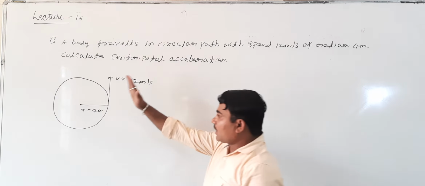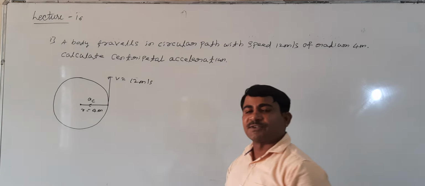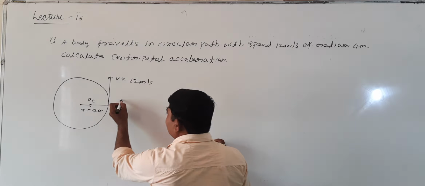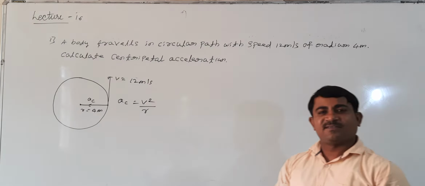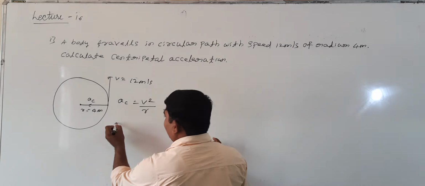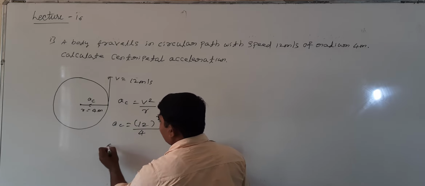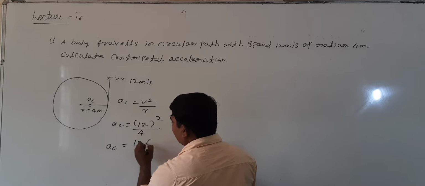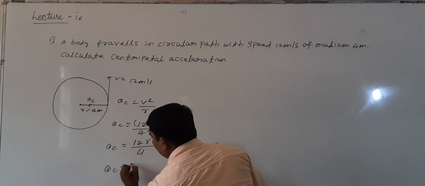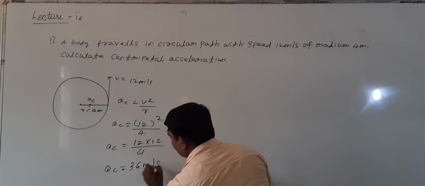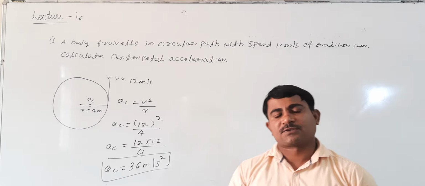See here. When a particle is moving in a circular path, acceleration is always acting towards the center. This we call centripetal acceleration. What is the magnitude of centripetal acceleration? The magnitude of the centripetal acceleration can be given as a_c is equal to v square divided by r. Directly we can put the formula here. a_c equals 12 square divided by 4. Then the magnitude of acceleration is 36 meter per second square. Right, students, copy this numerical.